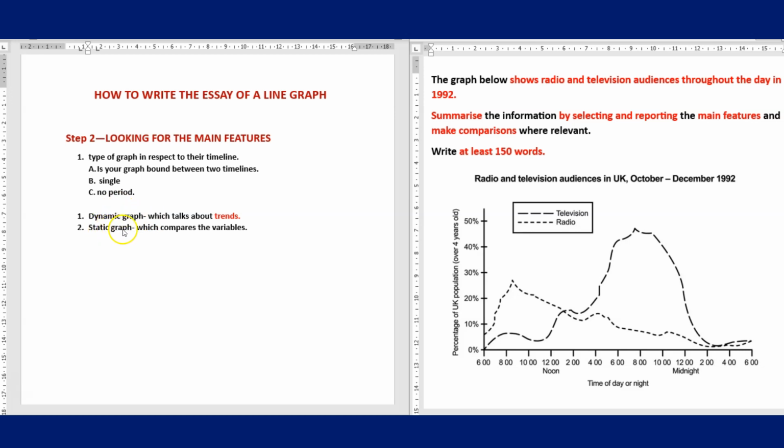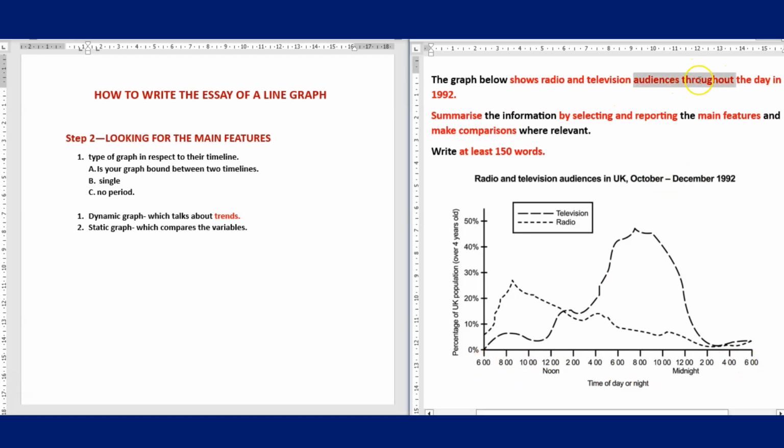If it's a static graph, then there is no time period or just a single period. Like this, maybe it's just in 1992. But this graph is a bit confusing. If you see just the 1992 at first, you would think it's a static graph, but it is not, because of this one, October to December, and also 6 o'clock to 6 o'clock, as it states here.